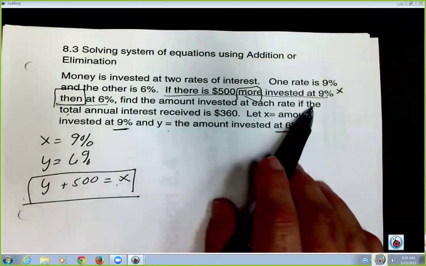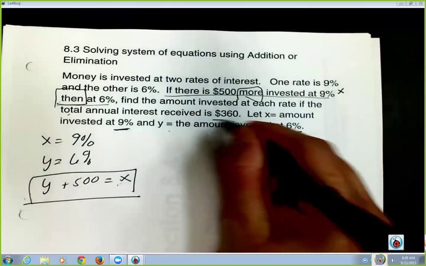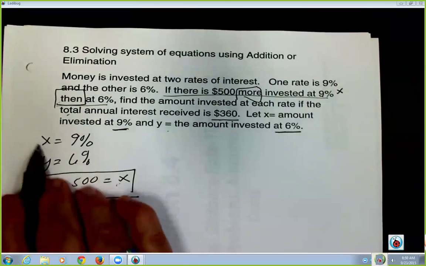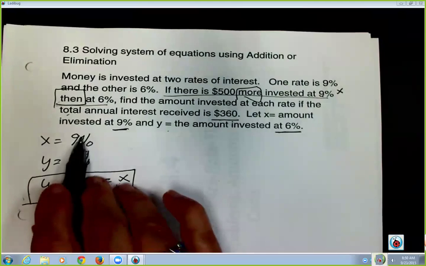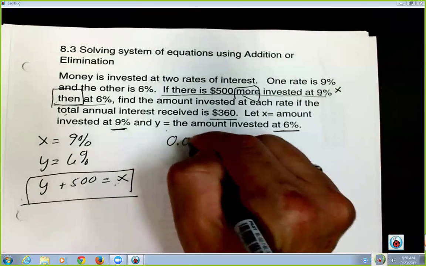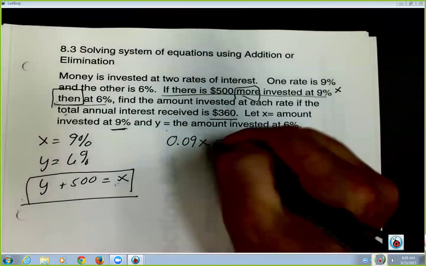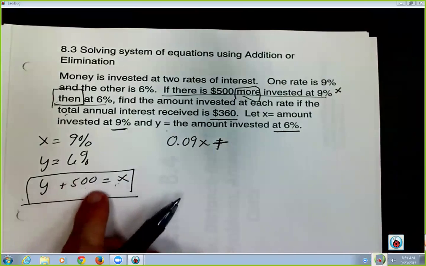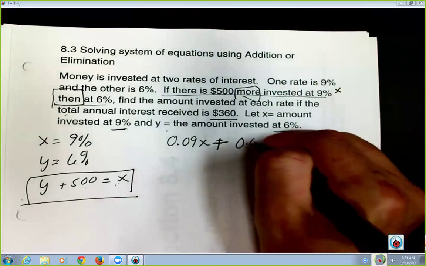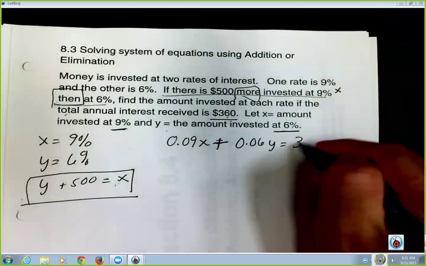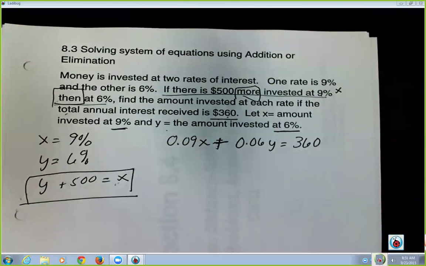So find the amount invested at each rate if the annual interest received is $360. Well, interest is based on the principal, which is X and Y, times whatever its percent happens to be. We don't know how much is invested at 9%, but we can turn our percentage back into a decimal, and you need to turn them into decimals to do these. And then finally for Y, it's 0.06. So 0.09X plus 0.06Y is equal to the total interest that the two accounts earned, which is $360. So these are my two statements.